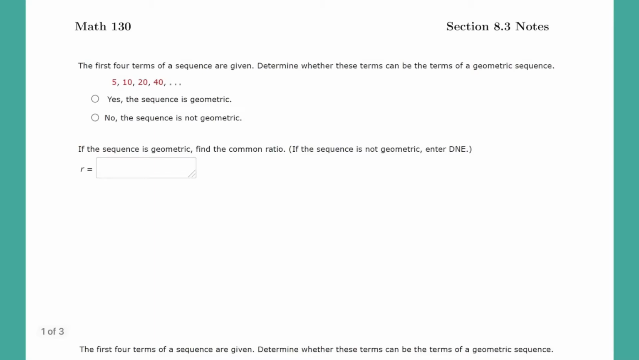Hello class, this is section 8.3 on geometric sequences. So a geometric sequence is when you have a common ratio. That means you're multiplying a constant to get the next term.